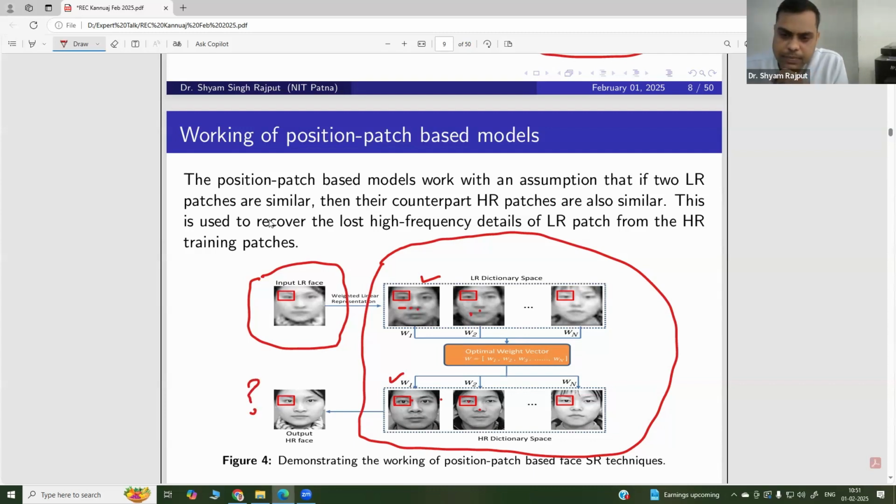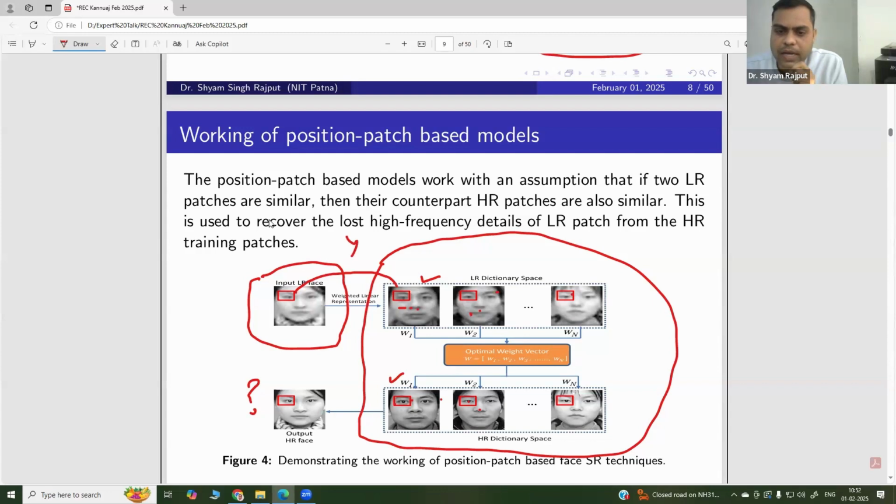So how does it take place? This is a patch based method, a position patch based method. First of all, we split the image into patches and process each patch individually. We represent one input patch as a weighted linear combination of same position LR patches from the dictionary.